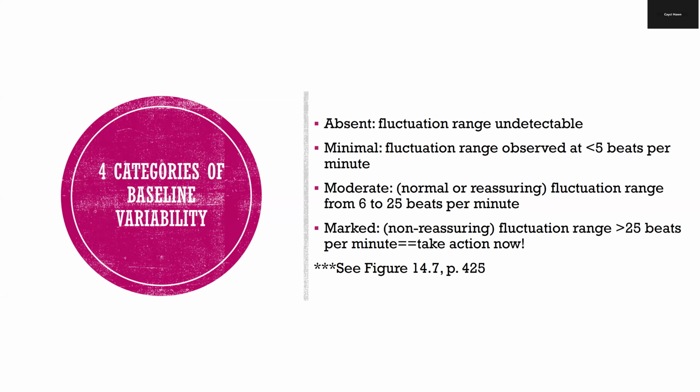But it could also be due to hypoxia and things like that. Now, whether it's absent variability or marked variability, a fetus cannot endure long periods of time with either of those. But marked variability means take action now. Prolonged absent variability, take action now. Marked variability, we can't tell what the fetal heart rate baseline is, the baseline heart rate. It's not clear at all. And that's concerning.